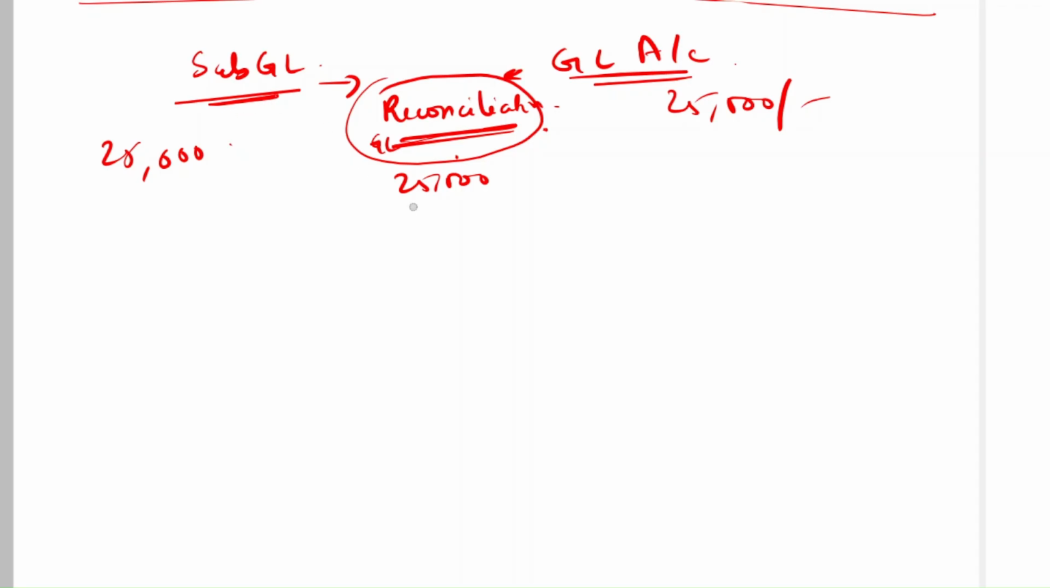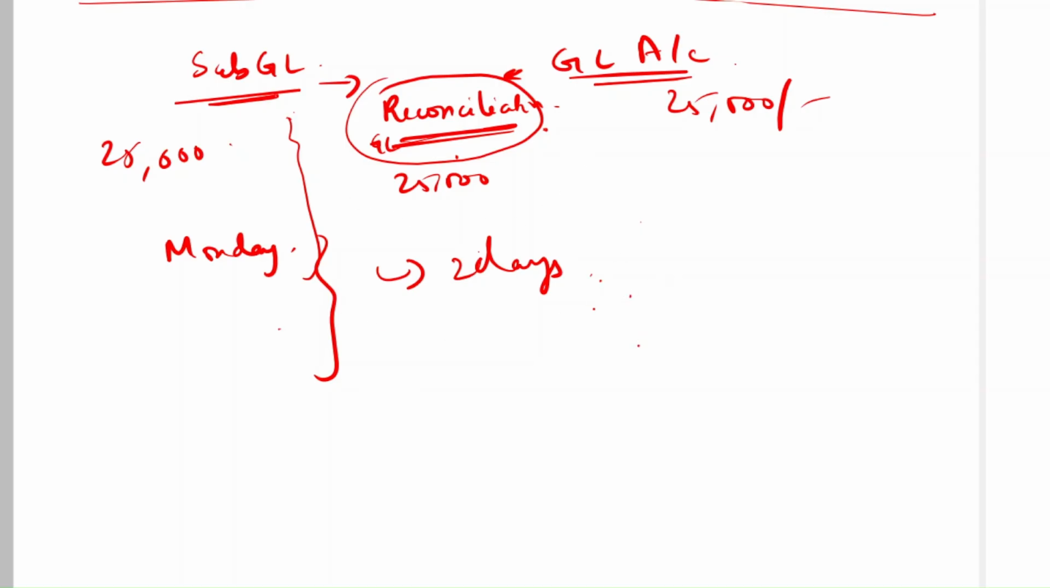Now practically, this doesn't happen at the same time. There will be batch processing. For example, let's say you book sales in your sub-GL on, say, Monday, and there may be a batch job that all the accumulated sales will hit the GL account after, say, 24 hours or after 2 days. So some sort of a batch job here. So at once the entire entry will be posted rather than being posted real time. So that is why at the month end there could be a timing difference between these two.